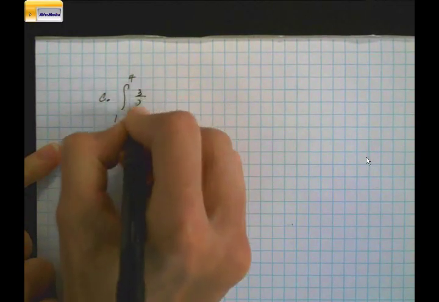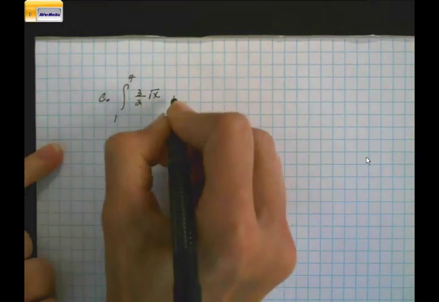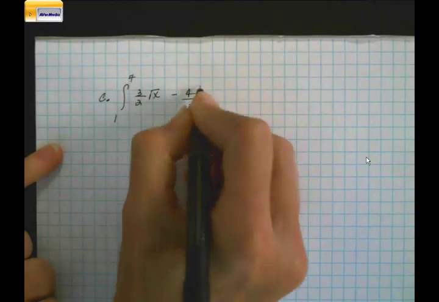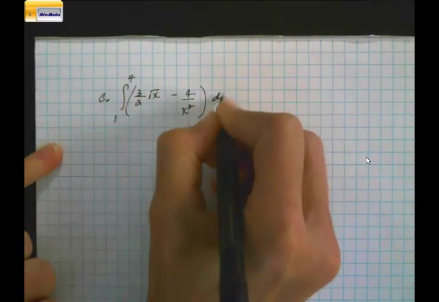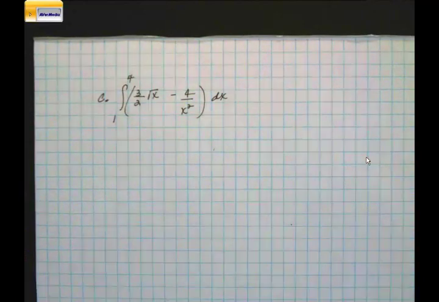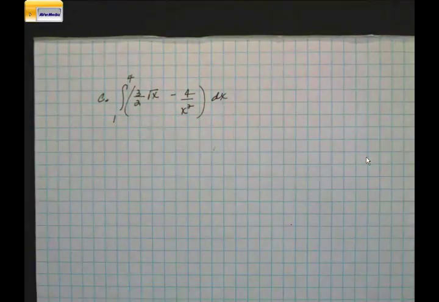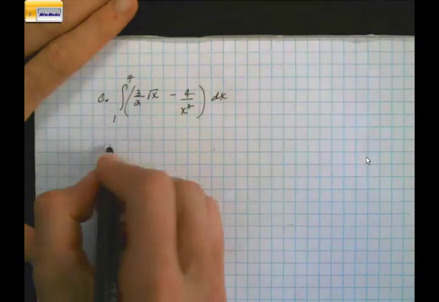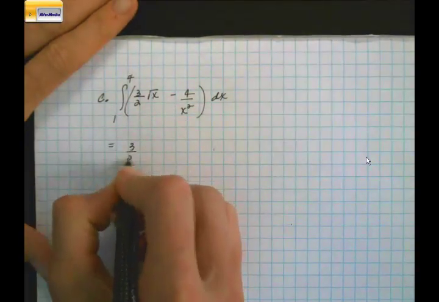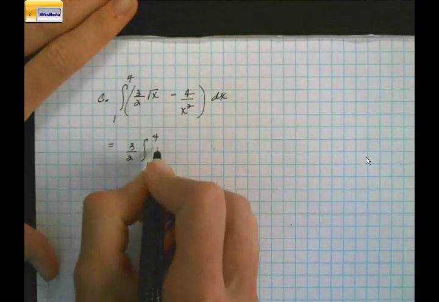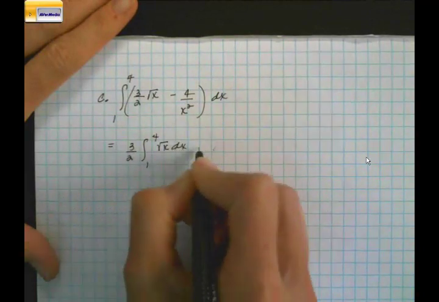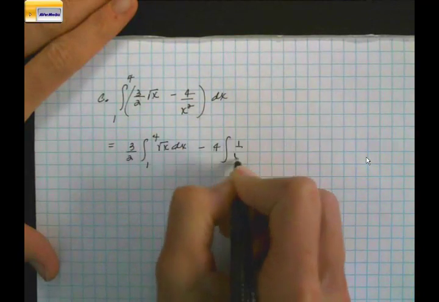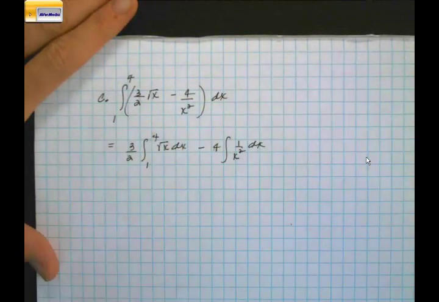Okay, what if we have 3 halves times the square root of x minus 4 over x squared dx? This one's a little bit messy. It's not hard, but it's going to be messy. Okay, so the first thing I would do is split this into 2 integrals. So I would let this be 3 halves the integral from 1 to 4 of the square root of x minus 4 times the integral of 1 over x squared dx. I'd split it up.